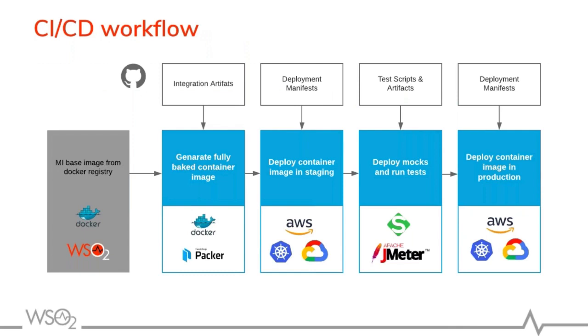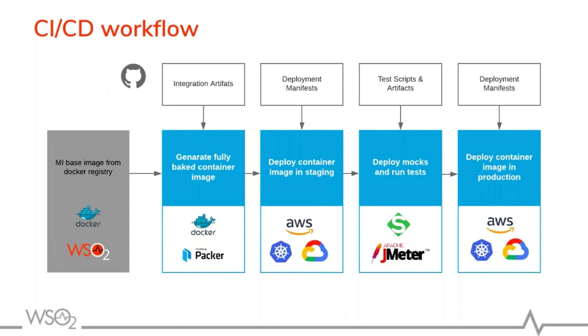So let's have a look at what happens after publishing. This is the recommended CI/CD workflow that we think will help organizations quickly push changes to the production environment. As I mentioned earlier, normally we would have our integration artifacts in a version control system, and we have provided the base Docker image in a Docker registry like Docker Hub or the WSO2 registry. We just have to configure our CI/CD tool to pull from the Docker registry, build the integration artifact, and create the immutable container image.